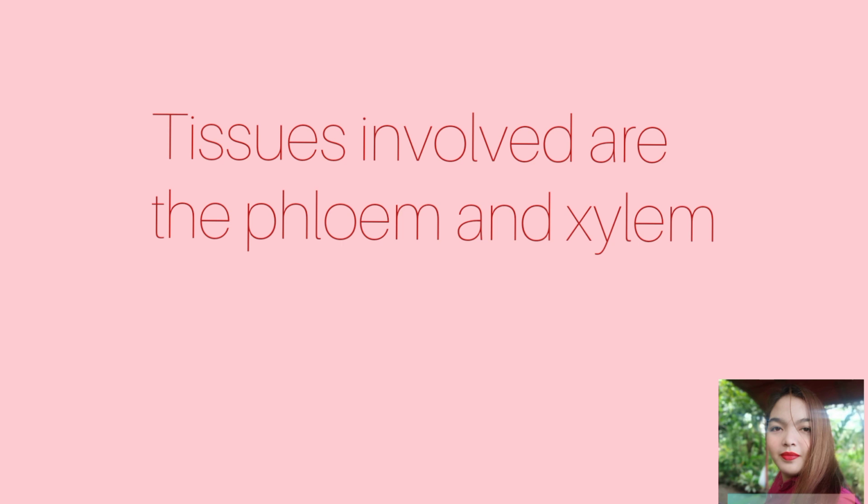The phloem carries the sugar and nutrients coming from the leaves, and the direction is downward, while the xylem is going up because of the water. It transports water and nutrients from the soil.